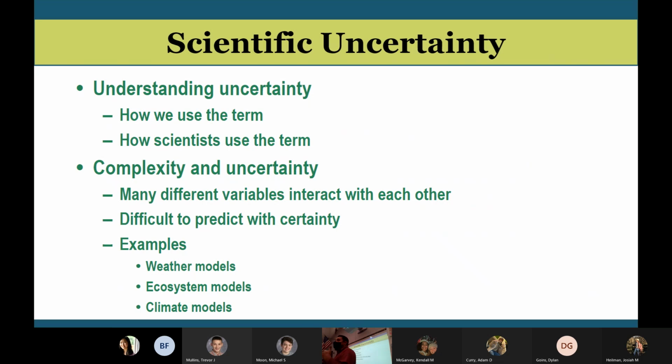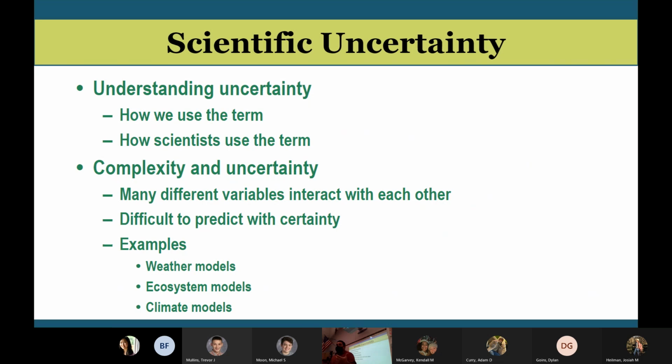And as you can imagine, it's very difficult to run a test and say, I'm going to be 99% certain that this is the outcome. Because you have to factor in all the variables there. There are lots of variables that interact with each other, especially in a super complex model. The more complex they are, the more uncertainty there is going to be. And that's important when we talk about climate change going into the future.